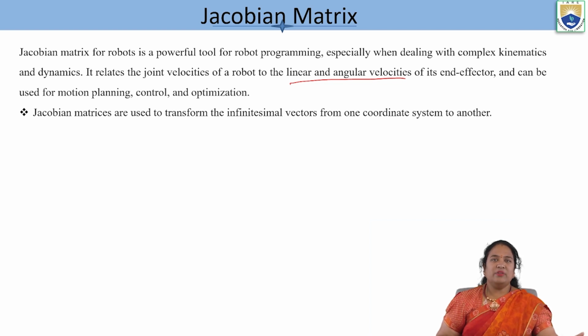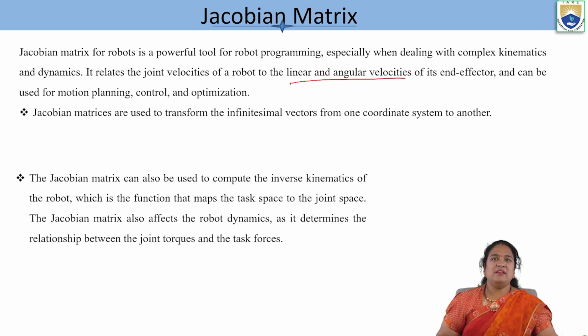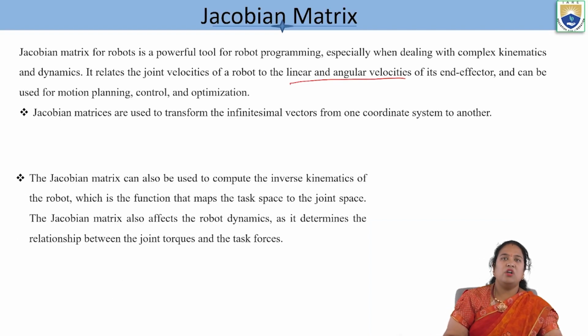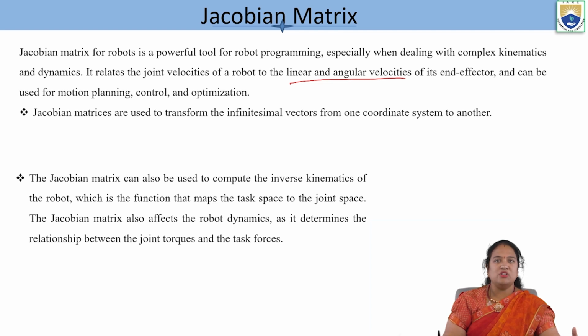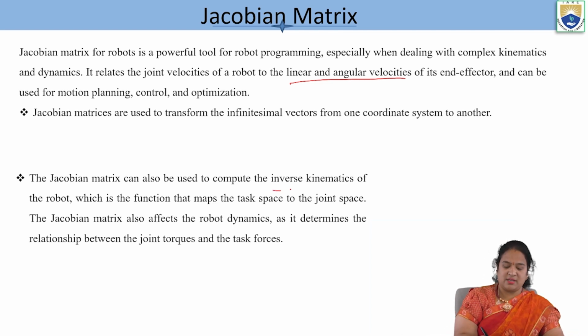Right? Now, the Jacobian matrix generally is used to transform the infinitesimal vectors from one coordinate system to the other coordinate system. Right. So here in the Jacobian matrix, we also can compute the inverse kinematics.